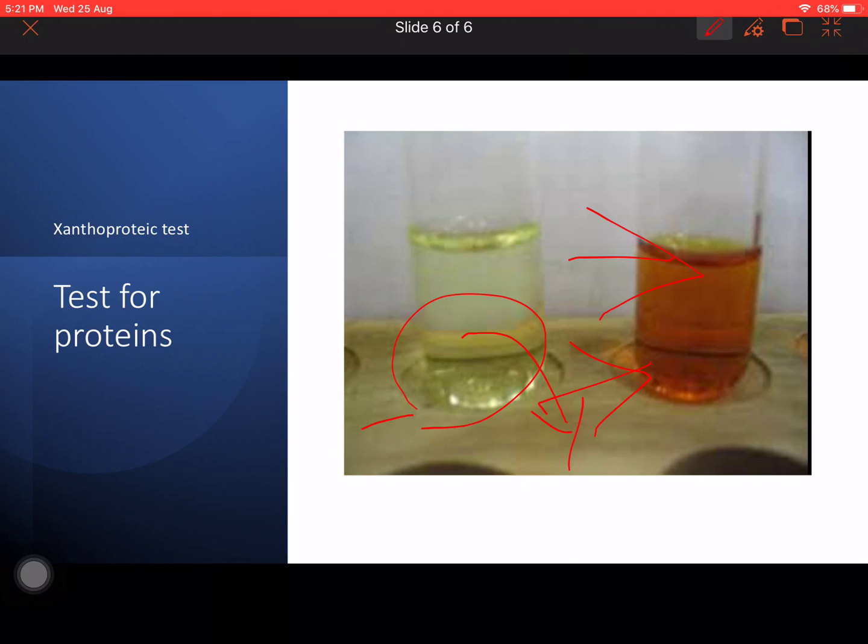So this is all for today. We have done four simple tests: one for starch, one for sugar, one for fat, and another one for protein. I think this part is clear to all, and today with this we are ending this whole digestive system, or the digestive physiology ends here.